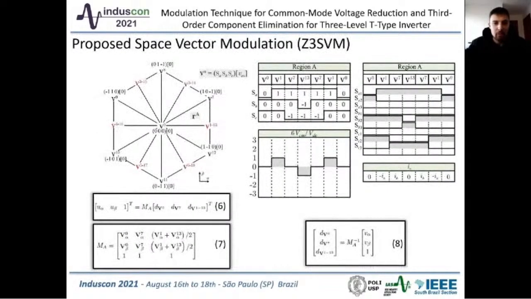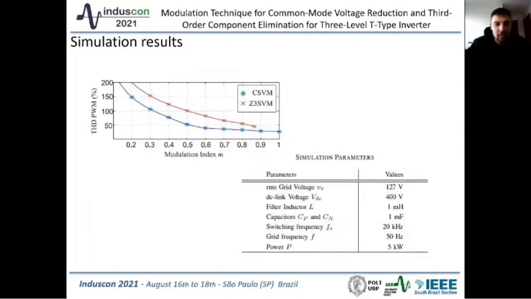In the proposed modulation strategy, virtual vectors are created between the small and large vectors, highlighted in red in the figure on the left. This reduces the common-mode voltage and eliminates the low frequency components. The switching sequence is on the right. The figure on the right illustrates the THD of the line-to-line voltage as a function of the modulation index for both strategies. The proposed strategy has higher THD for any modulation index, which was expected since we are not using all available vectors.